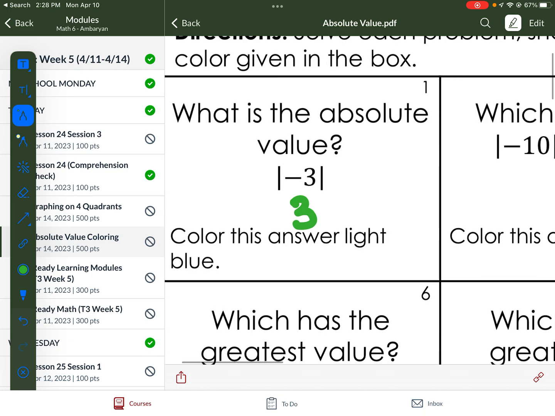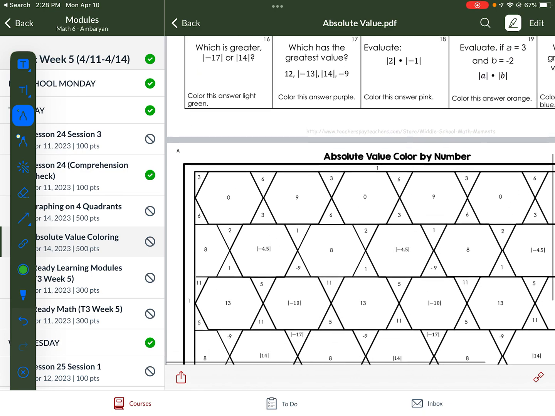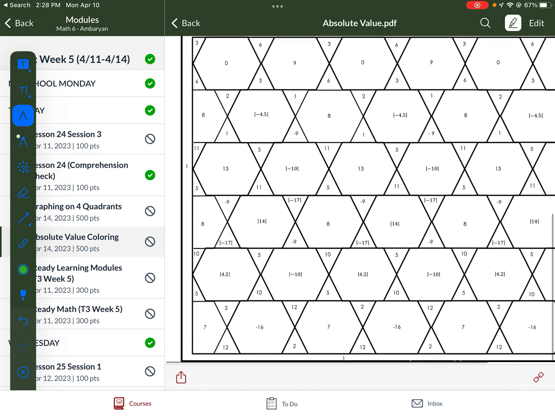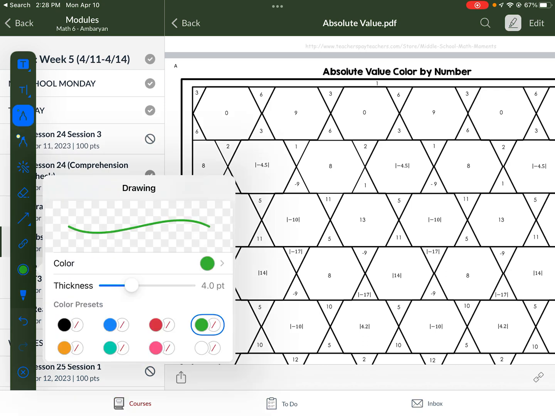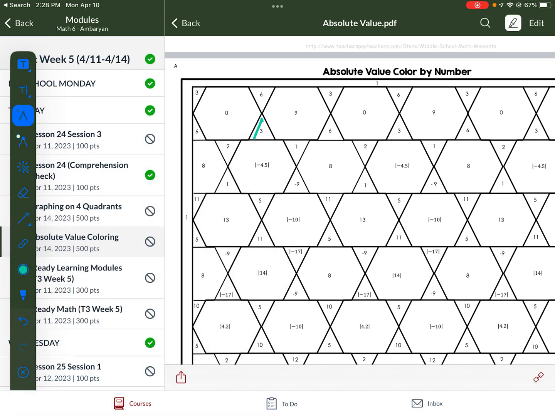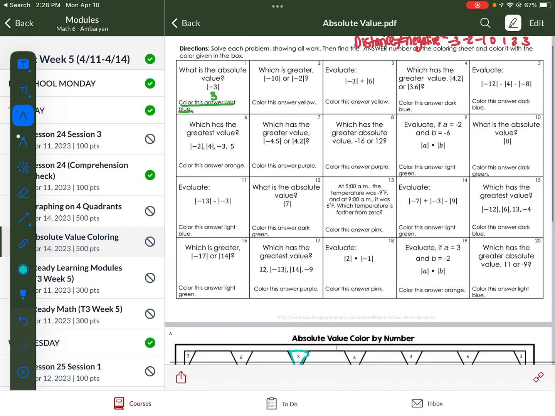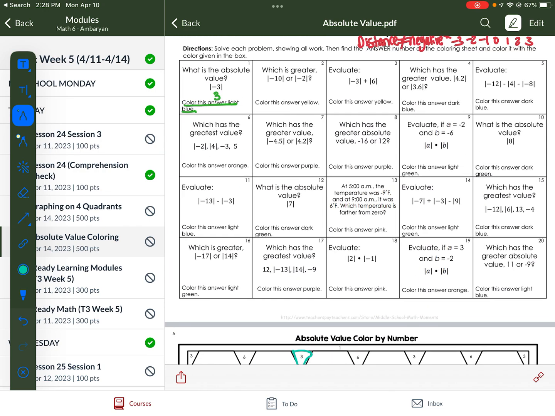Okay, then the way you know you got it right is you should be able to find the answer and color it light blue. So I should be able to find 3 on here somewhere, which I see right here. Just gonna change the color. Okay, so I'll color all of these light blue, all of the 3s, and there are some more in there also. Okay, let's do one more together.